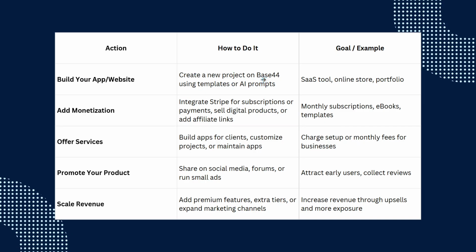Once you're in, find the option to create a new app. You have the flexibility here to use AI prompts or choose from a range of templates helping you quickly bring your app, website, or SaaS product to life. Some popular ideas you might consider include creating an online store, a SaaS tool for project management or content generation, or even setting up a portfolio or marketplace. Each of these options opens up different revenue potential, allowing you to tailor your approach based on your strengths and interests.